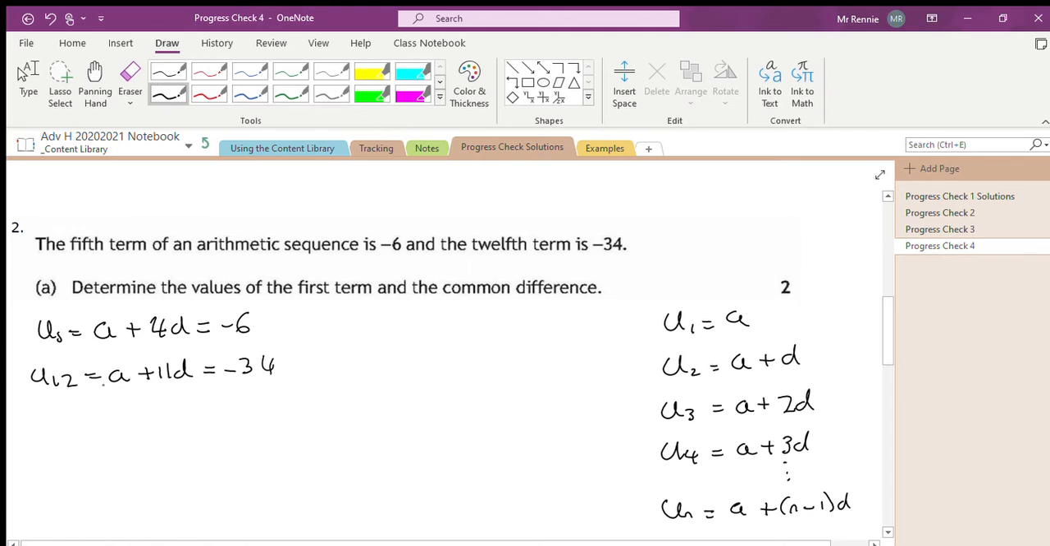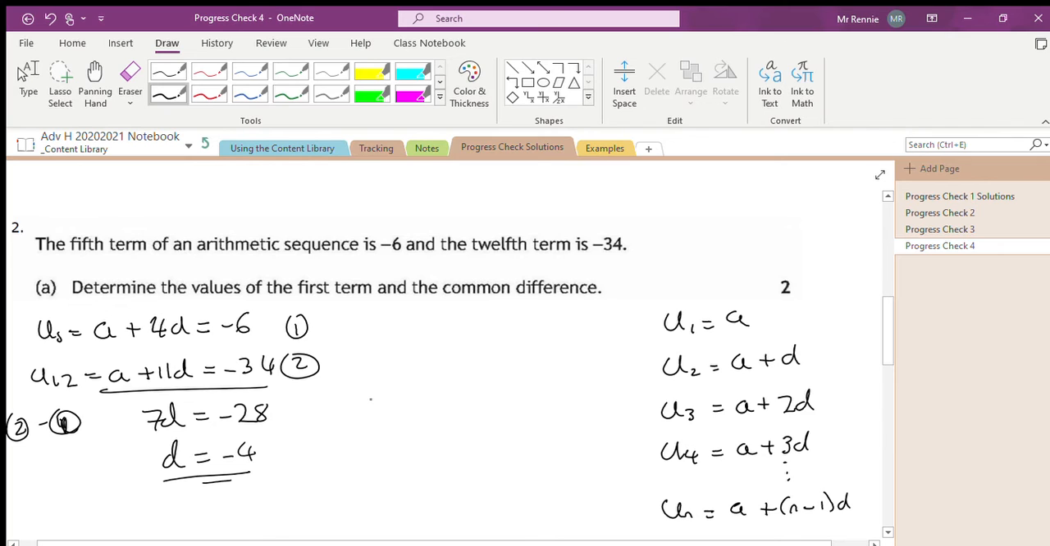So I'm going to do simultaneous equations with these two. Because my a's are the same, I can solve for d. If I do equation 2 subtract equation 1, then the a's will cancel. 11 subtract 4 is 7, so I get 7d. -34 take away -6 becomes +6, and -34 plus 6 is -28. I get d equals -4.